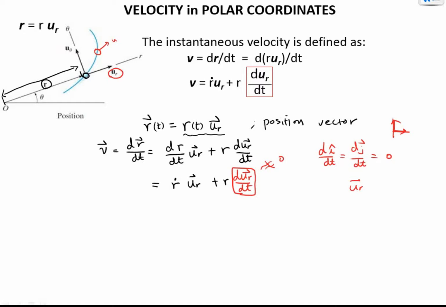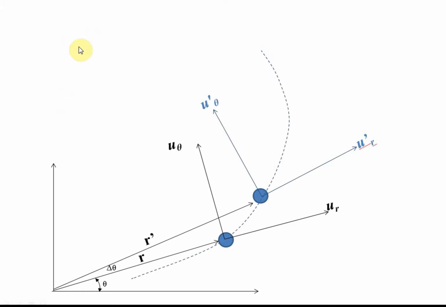So how do you define dur over dt? Let me explain this one. Just imagine that this is our first position and this is our second position. At the first position your r was here, and at the second position r is getting longer. It became r prime, and theta has also changed.